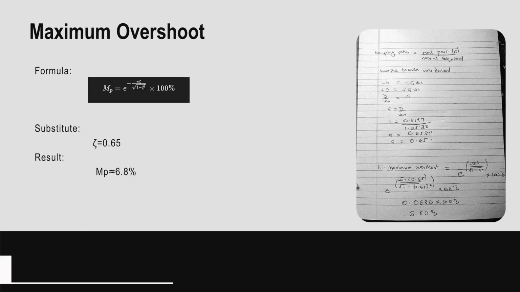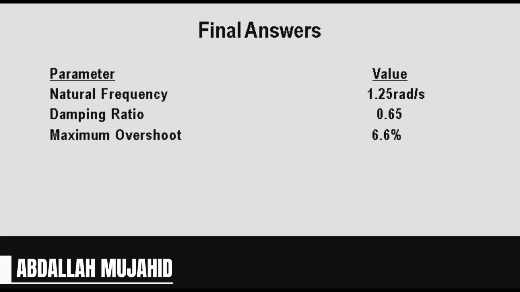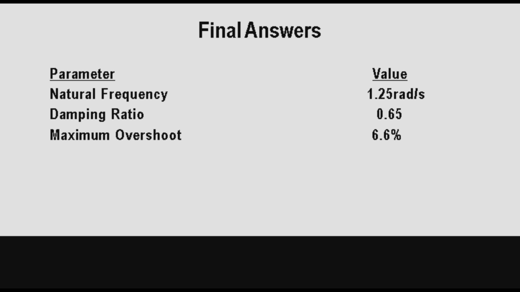Finally, from our calculations, the natural frequency omega n of the system is approximately 1.25 rad per second. This tells us how quickly the system tends to oscillate. The damping ratio is approximately 0.65. The damping ratio shows how quickly oscillations decay. A value between 0.5 and 1 indicates a well-damped system.